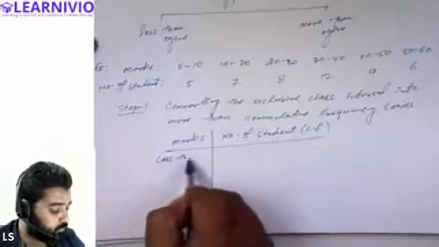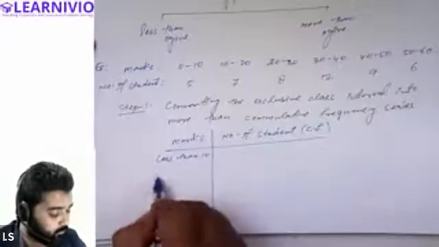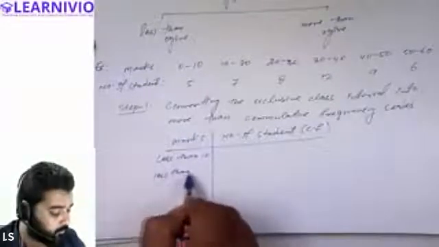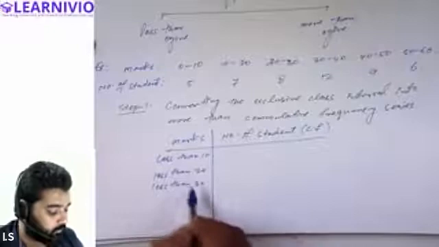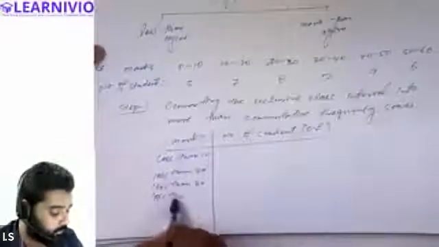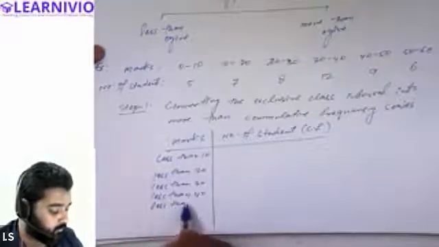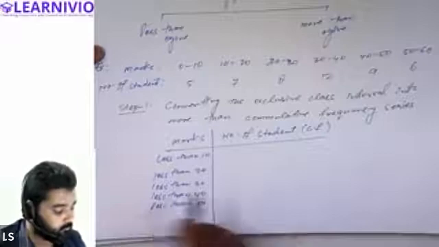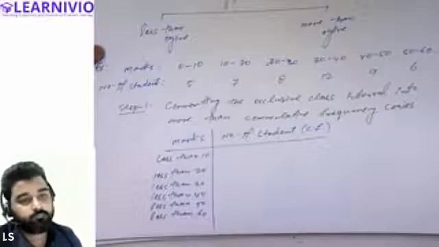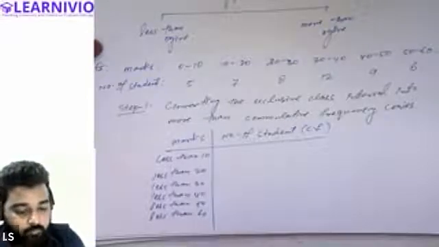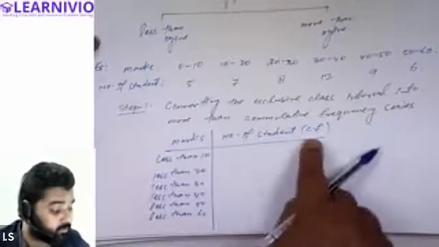students who have scored marks less than 10, then less than 20, less than 30, less than 40, less than 50, less than 60. Okay. Now this is very important: how we will calculate the cumulative frequencies.